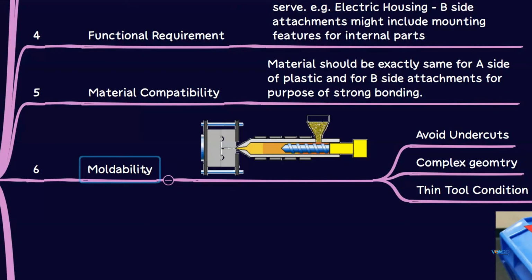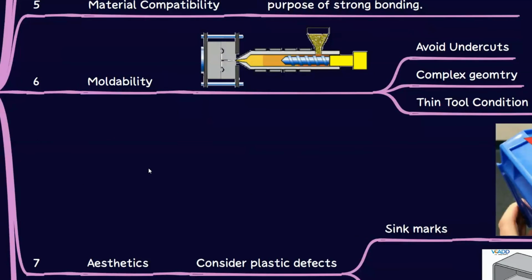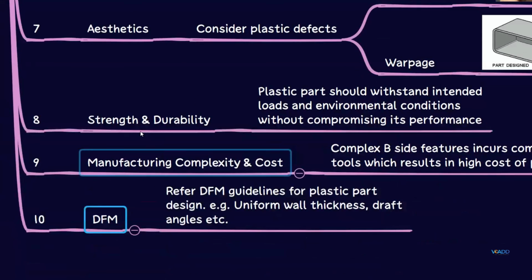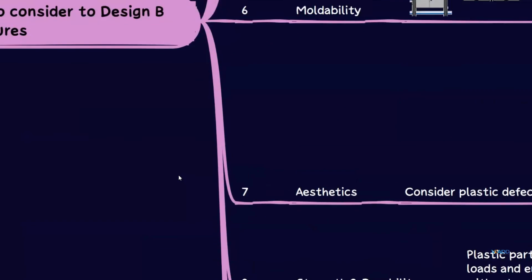Then it should be moldable. It should be easy to mold that part. Then it should not affect the aesthetic look of the part from the B side feature, right? Then it should have good strength and be durable. Then you should consider the manufacturing complexity and the cost incurred. You should choose simple manufacturing methods and consider all the DFM guidelines. So with that, we have completed our main topic here.